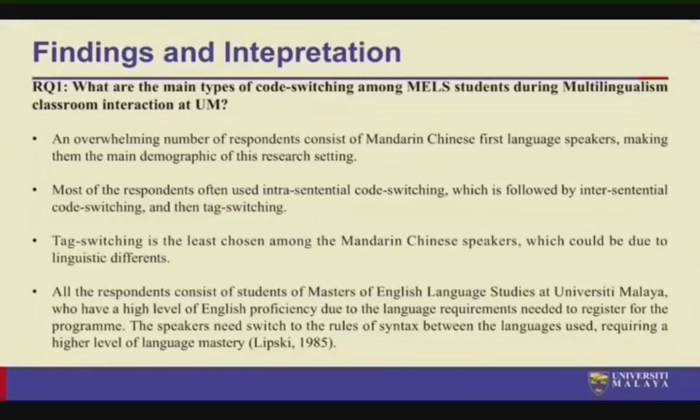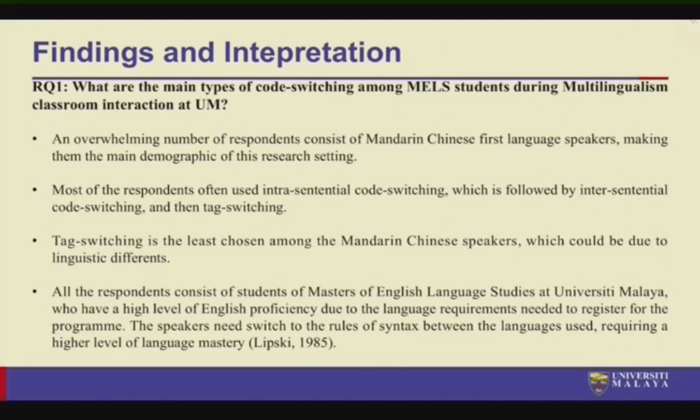Now it's the findings and the interpretation part. Let's look at research question 1, which explores the main types of code switching observed among male students during classroom interactions on multilingualism at University Malaya. First, it's important to notice that a majority of the respondents are native Mandarin Chinese speakers, making them the primary demographic in this research setting.